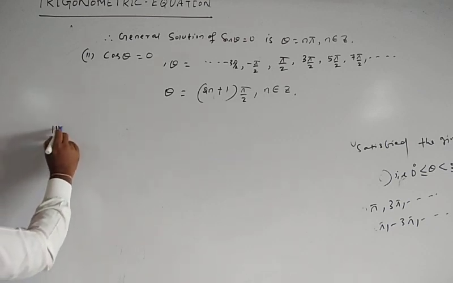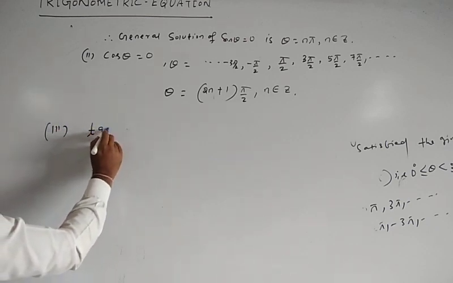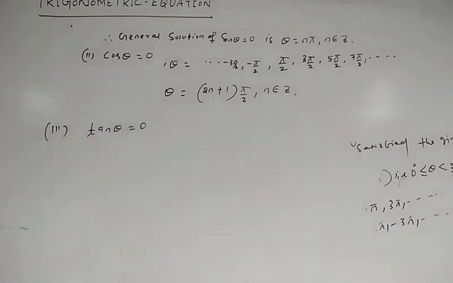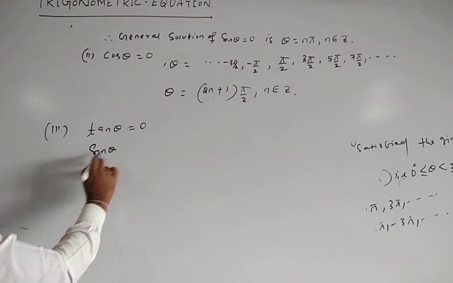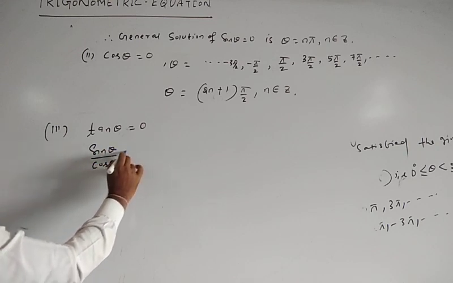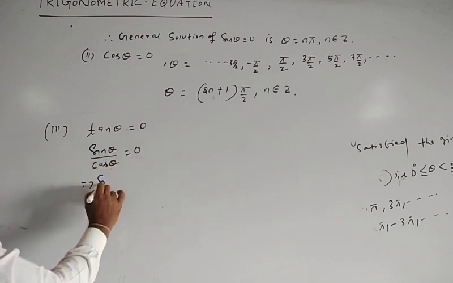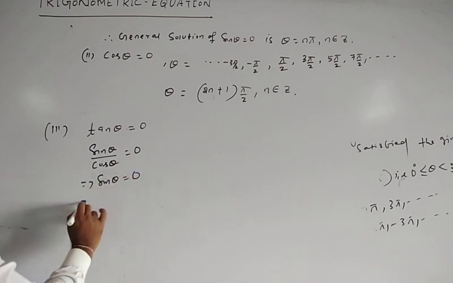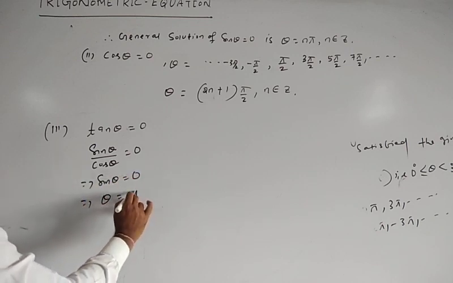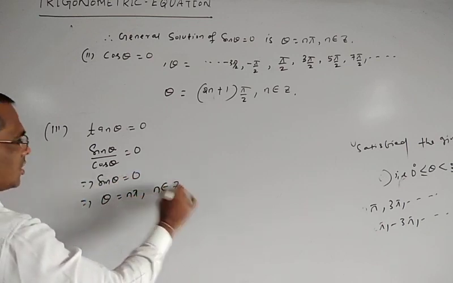Number 3, tan theta is equal to 0. So tan theta is equal to 0 means sin theta by cos theta is equal to 0. That implies sin theta is equal to 0. So sin theta is equal to 0 means theta is equal to n pi, where n belongs to Z set.